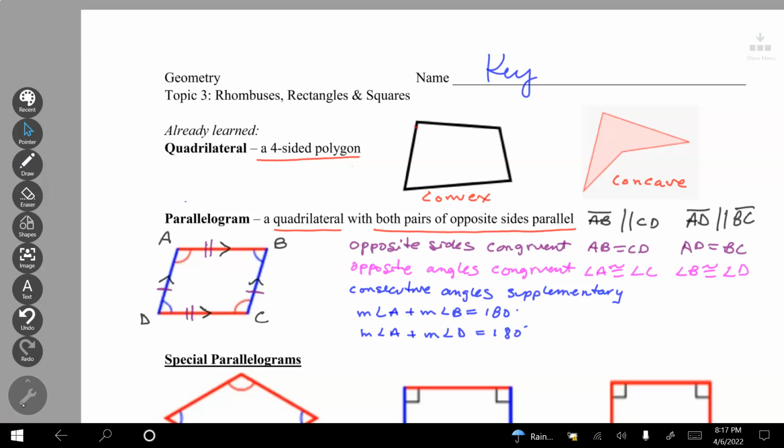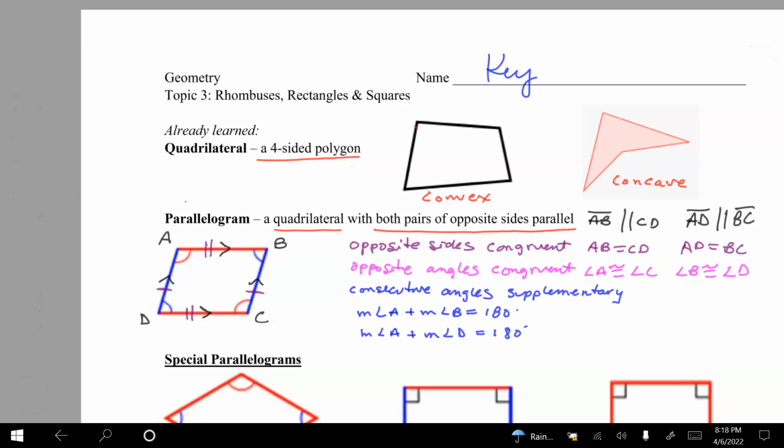So I have shown that side AB and side CD are parallel, and BC and AD are parallel, and that they're also congruent to each other. And opposite angles A and C are congruent, and B and D are congruent, and consecutive angles, so angle A and B add up to 180, A and D add up to 180, and so forth. And the only thing I'm not showing here right now is that the diagonals, so diagonal AC and diagonal BD, bisect each other. The diagonals aren't congruent, but where they meet in the middle, they do bisect each other.